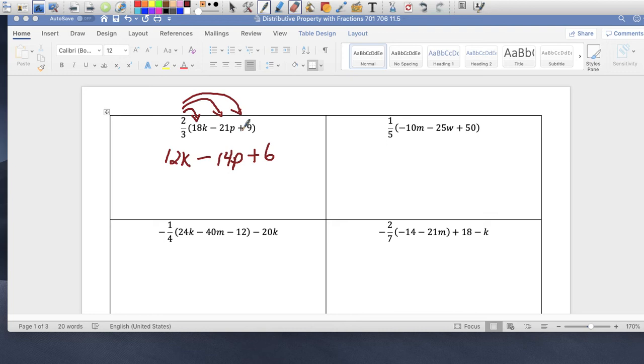All right, so second problem. You're going to do 1/5 of -10. So 1/5 of -10 is going to be just negative. So it's positive times a negative, which is a negative, -2, and m. Don't forget the m. 1/5 times 25, it's going to be -5w. And 1/5 times 50 is going to be 10, so plus 10. Again, nothing to combine, so we move on.